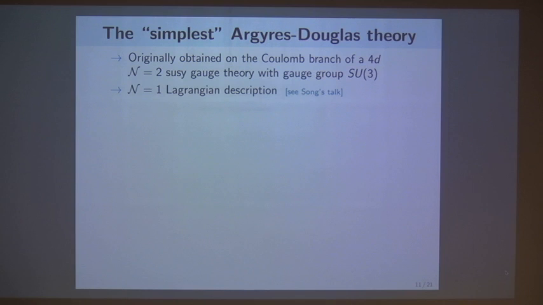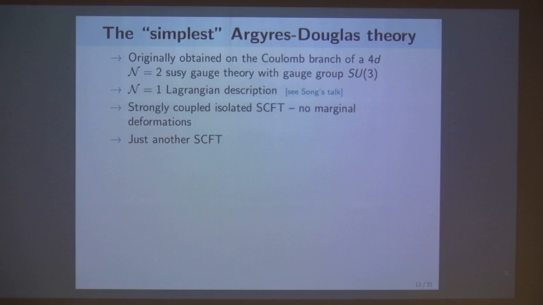But they are really still strongly coupled isolated CFTs, so there's no marginal deformation, there's no parameter we can tune to go compute correlation functions if we want to. But for us, that shouldn't matter. This is just another superconformal field theory. And what's more, it's actually a very simple one in the sense that it has a very low central charge. It also has the lowest A anomaly coefficient among all known interacting N=2 SCFTs.